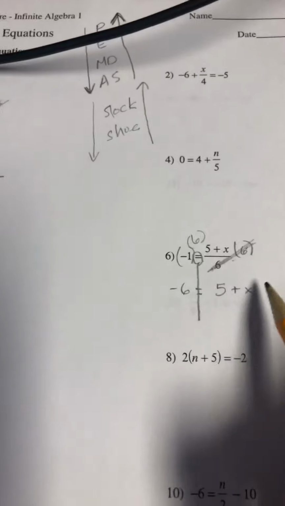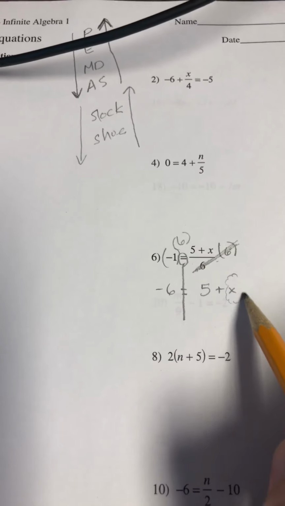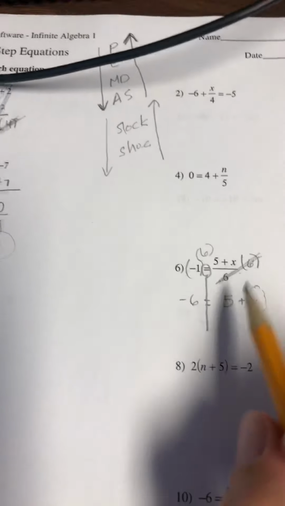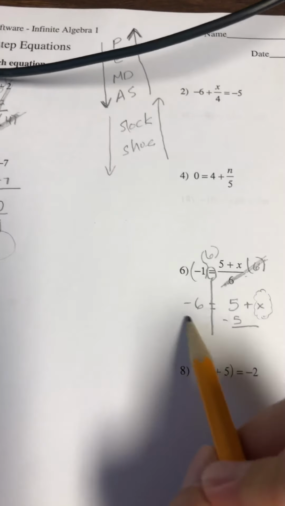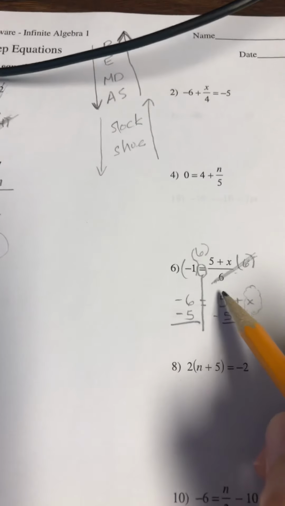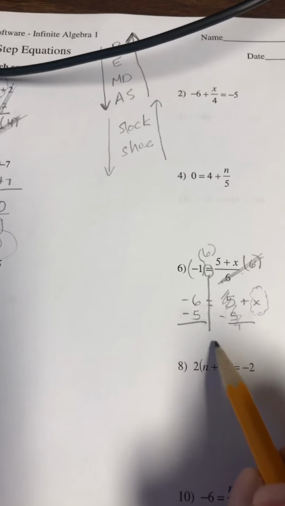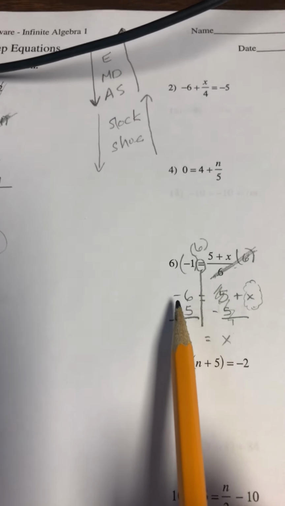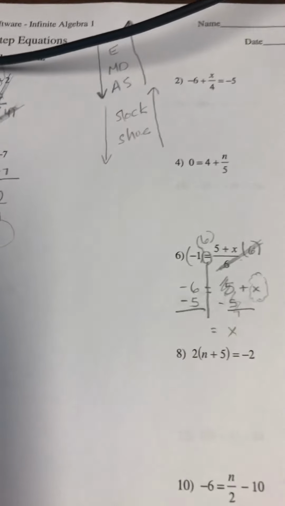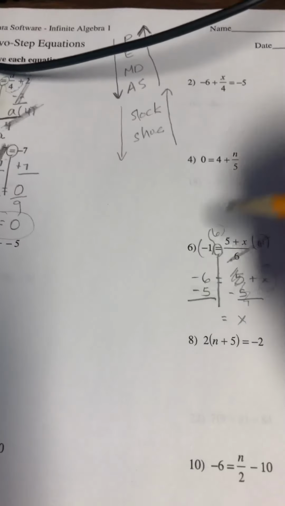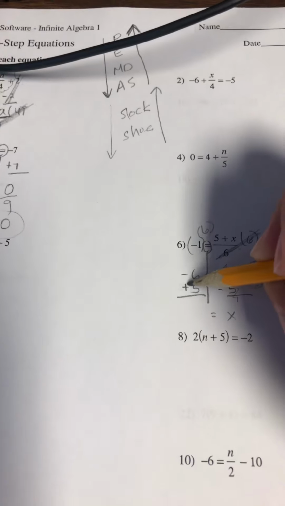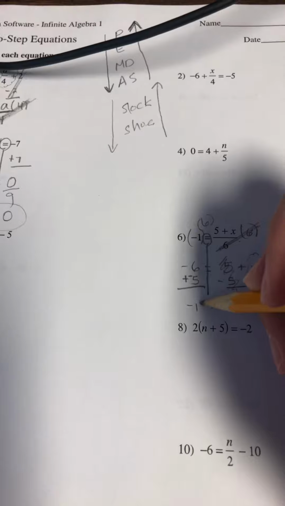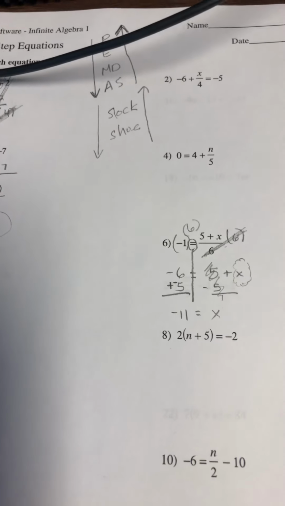Now I can get the x by itself. If I want to isolate this variable right here, I've got to get rid of this 5 that's being added in. So to get rid of adding 5, we subtract 5. Adding 5 and subtracting 5 cancel. All that's left on that second side is an x. And here, a -6 subtract a 5. Remember how we said subtraction is the same thing as adding the opposite? So that's really like a -6 plus a -5, which is a -11.